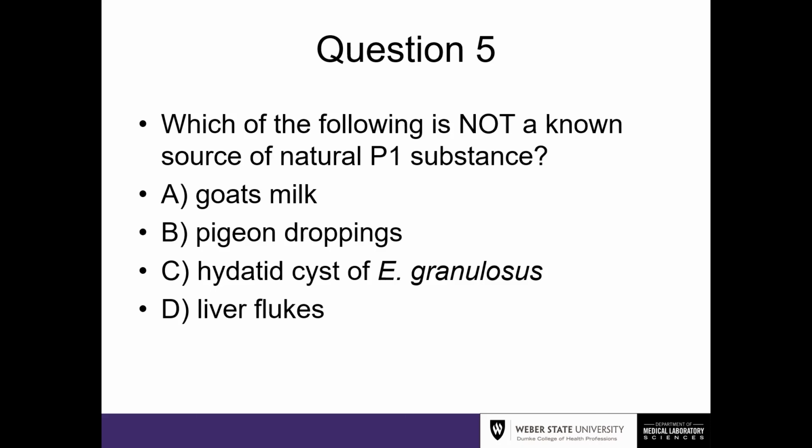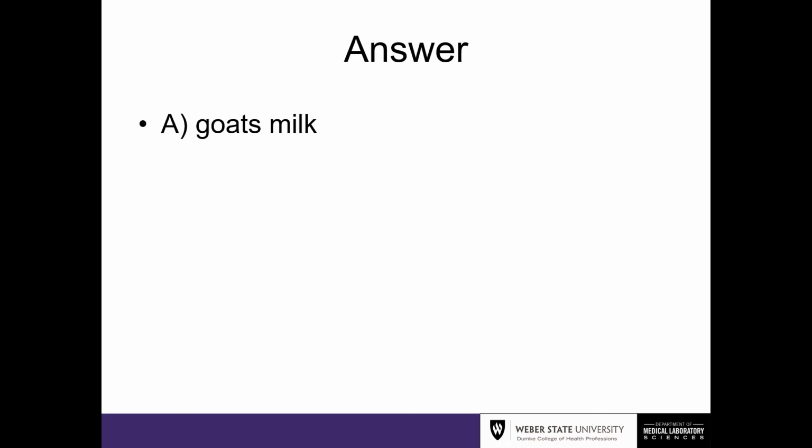Question 5. Which of the following is not a known source of natural P1 substance? A. Goat's milk, B. Pigeon droppings, C. Hydatid cyst of the Echinococcus granulosus, or D. Liver flukes? This one is A, goat's milk. So you guys are safe to drink goat's milk and not develop antibodies.